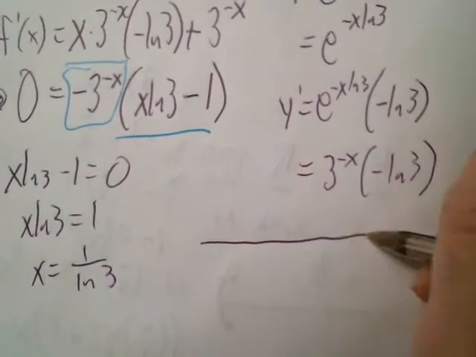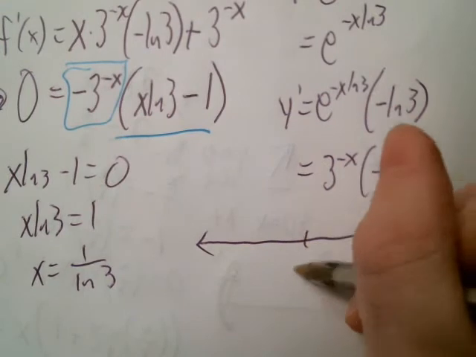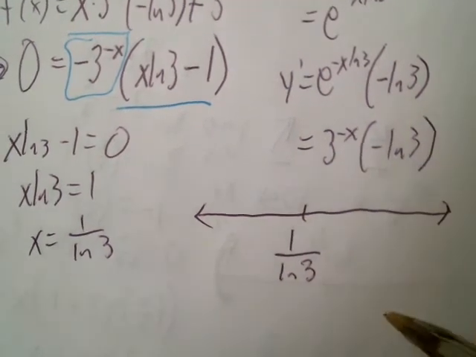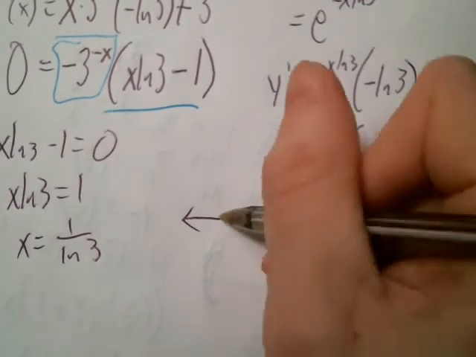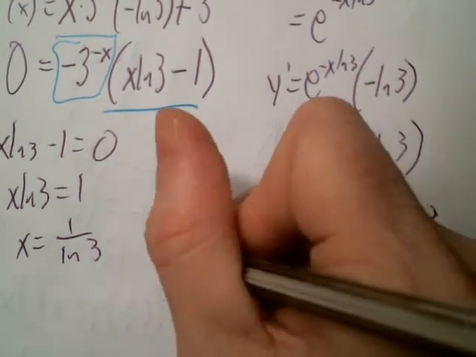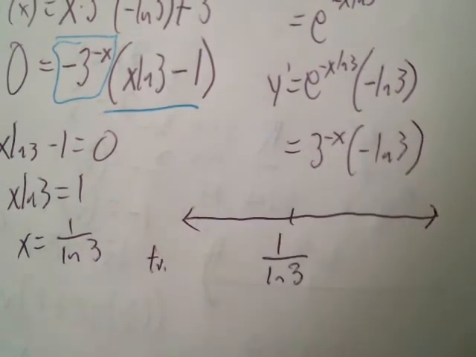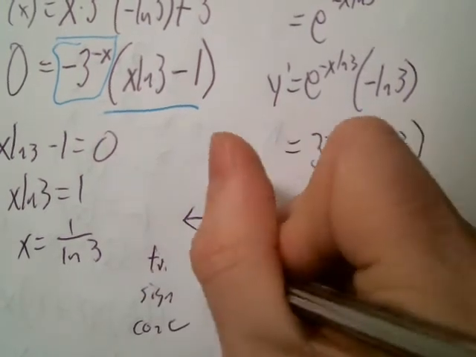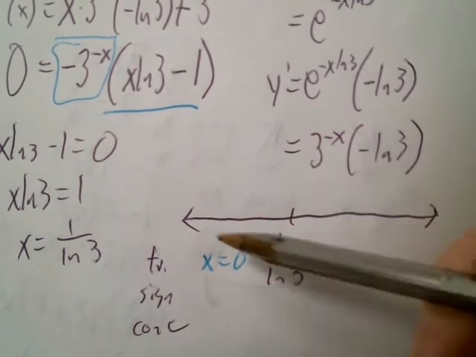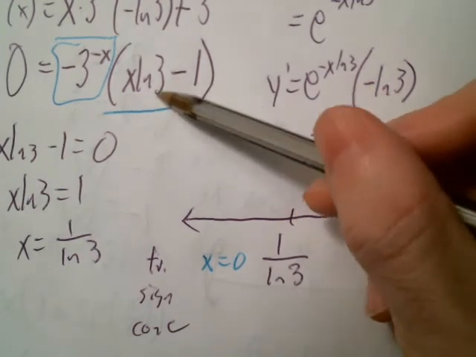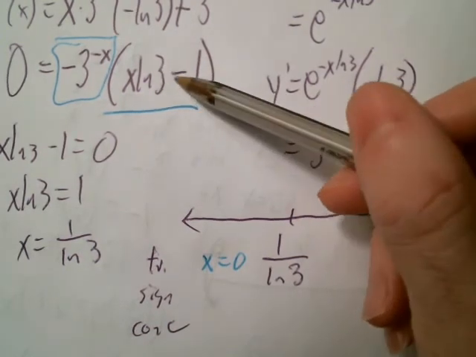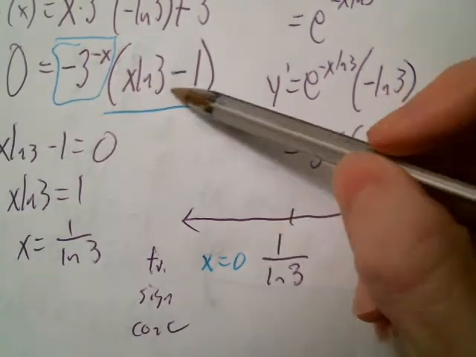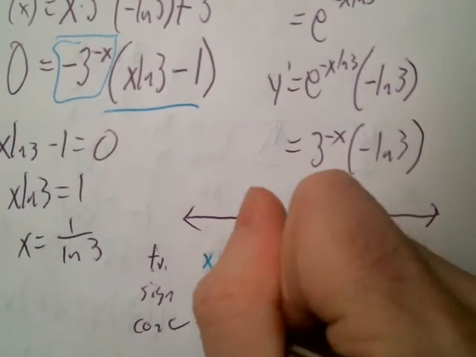Okay, so our number line then, right here, 1 all over ln 3, whatever number that is. It's going to be positive, so in your test values you can just pick x is 0. When you plug 0 into here, you're going to have 0 times ln 3 minus 1, which is negative. This will be negative as well. It'll be negative 1. So negative times negative is positive. In other words, it's increasing.